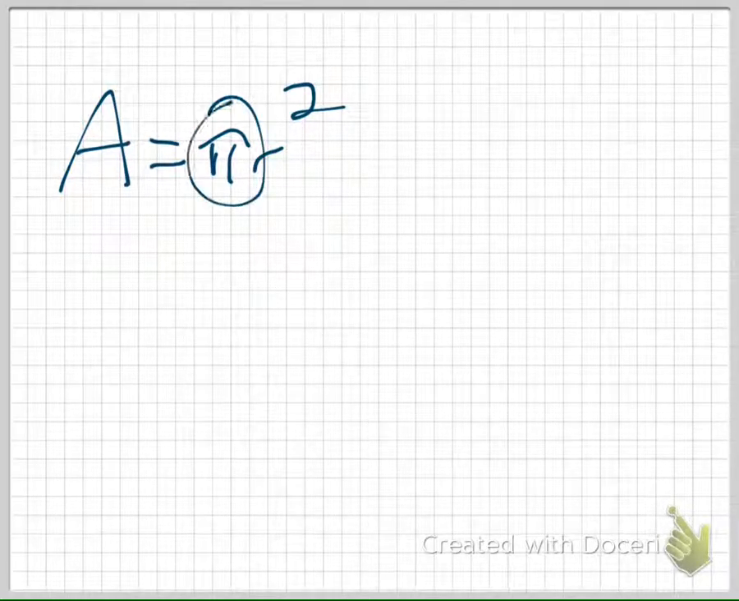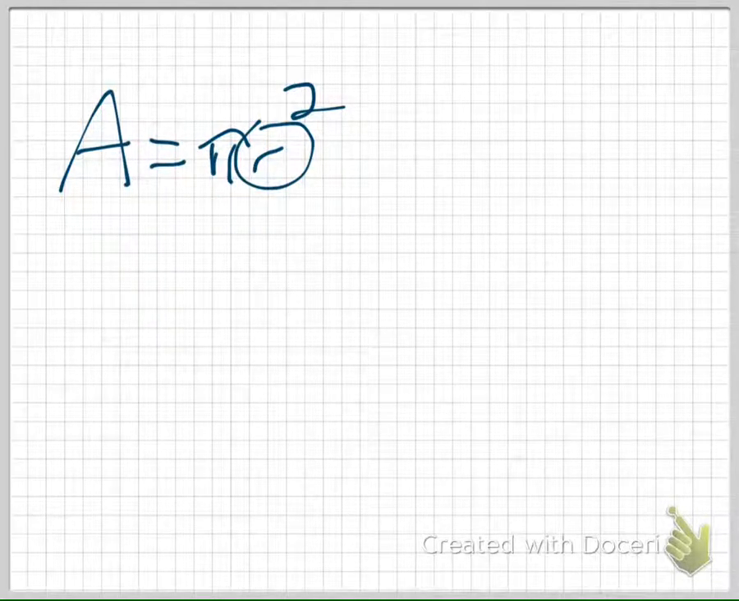What is pi? 3.14, right? Okay. Now you could also have it be 22 over 7, but whatever. We won't worry about that. Pi is 3.14. What does r mean? The radius. What's the radius of a circle?